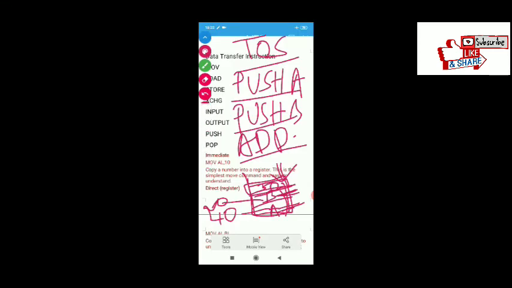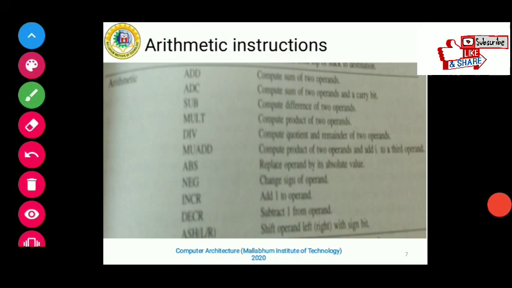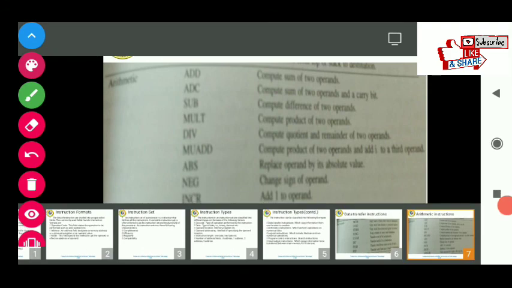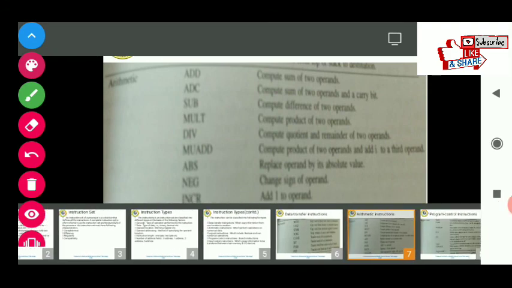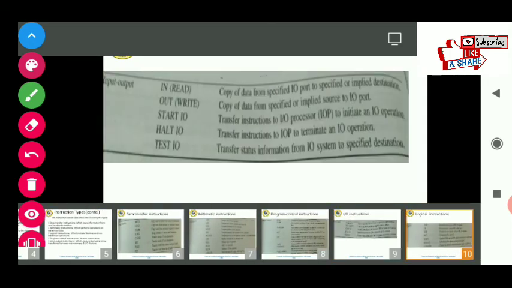In the input output section, we will discuss these two instructions. In the next class we will discuss the arithmetic instructions and also the program control instructions, the IO instructions and also the logical instructions.